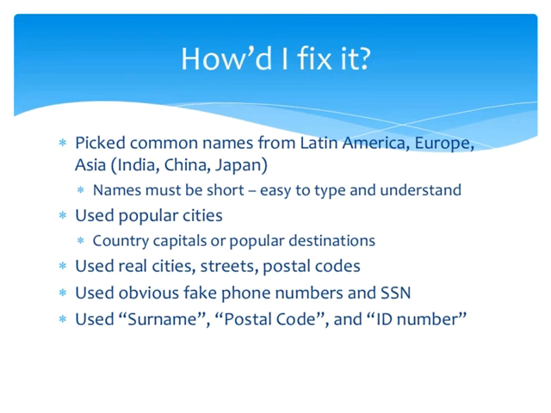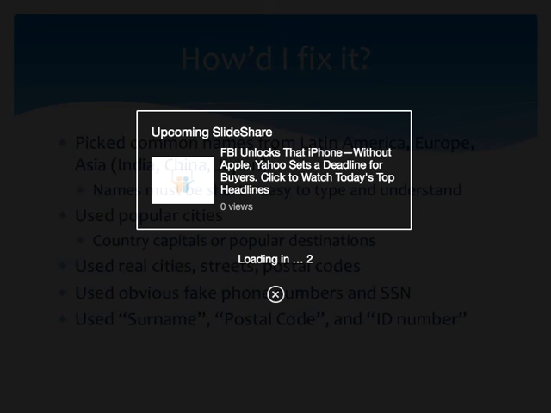And then, of course, I changed things to be more international. People don't use last names, they use the word surname. They don't use zip codes, they use the word postal code. Instead of a social security number, we used ID numbers.